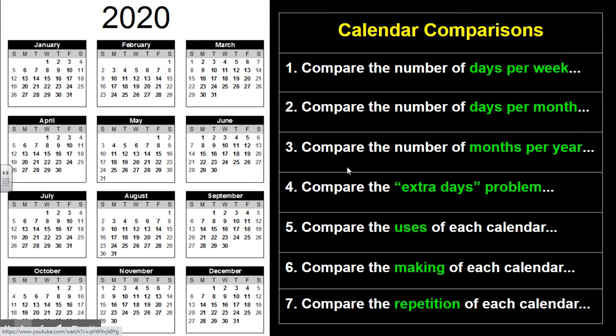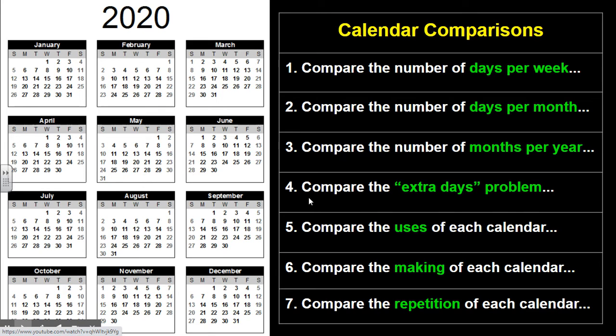Number 3, compare the number of months per year. Okay, now I said this one quick, but how many months did the Mayans have? They had 18, technically. We're going to talk in number 4 here how they had extra little pieces of bits here, but comparing the number of months, we clearly have 12 months, and they had 18, which leads us to number 4. Okay, compare the extra days problem.